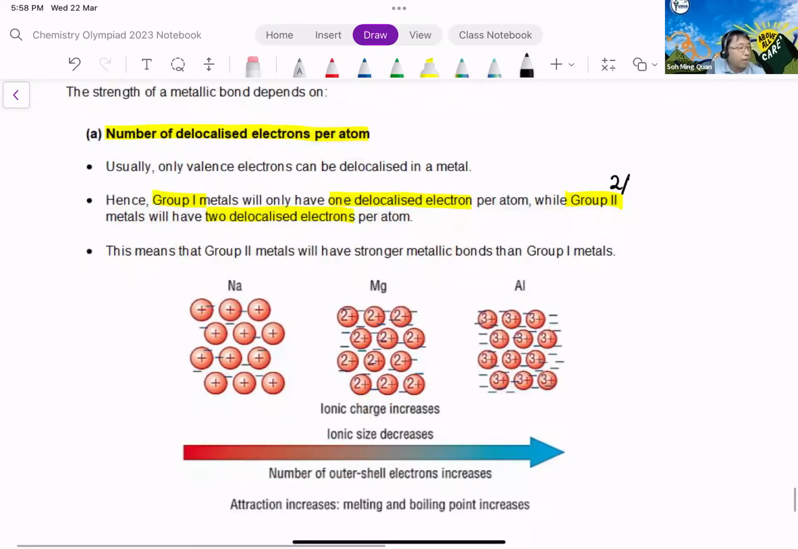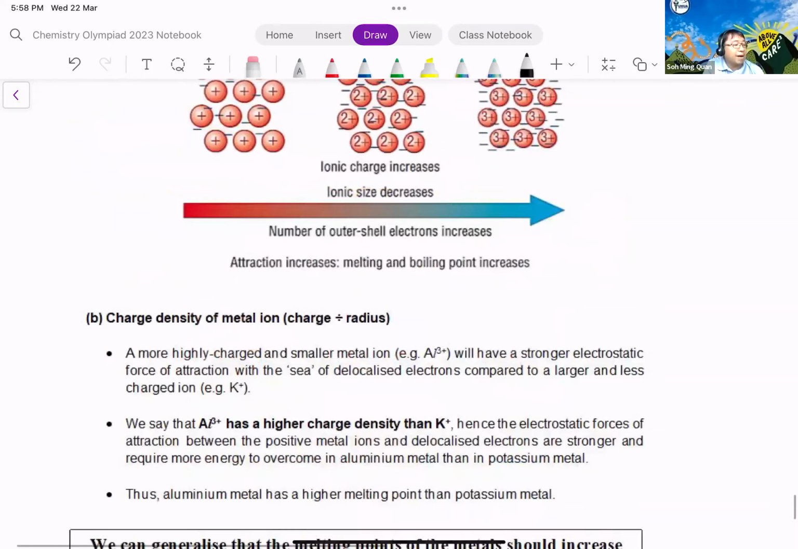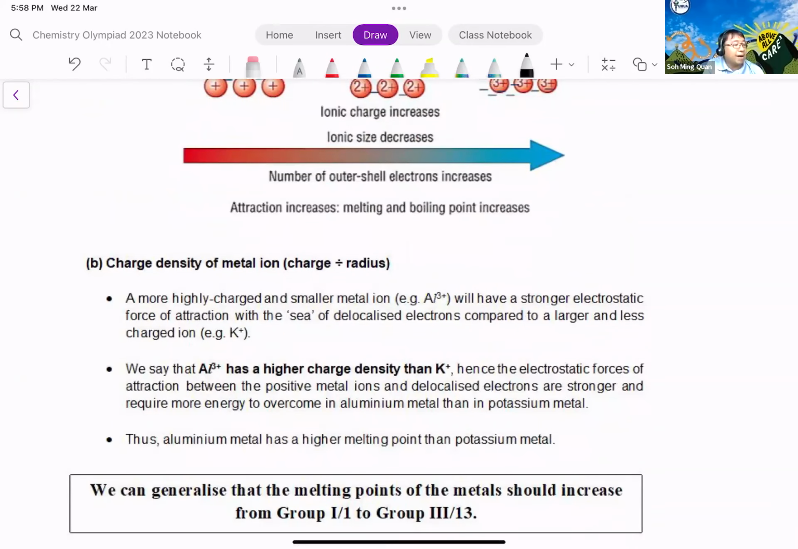Okay? Next, the metallic bond strength also depends on the metal cation, specifically the charge density of the ion. Charge density is charge over radius. If it's more highly charged and smaller, it will have a stronger electrostatic force of attraction. This is a concept that you must know. More charge, smaller, stronger electrostatic force.